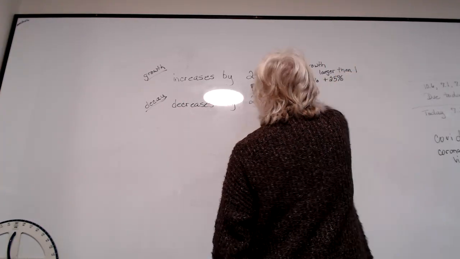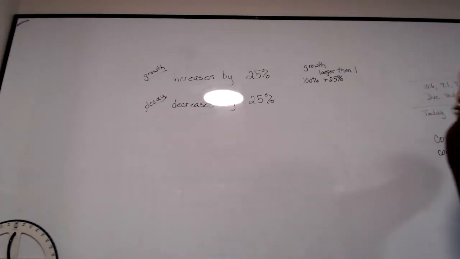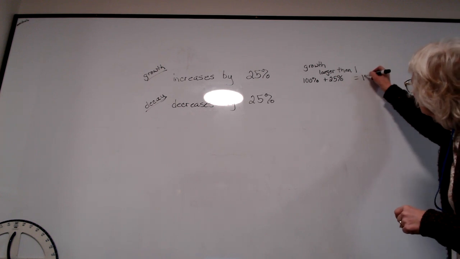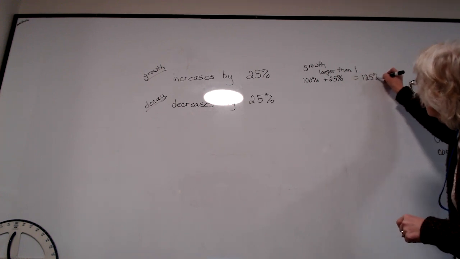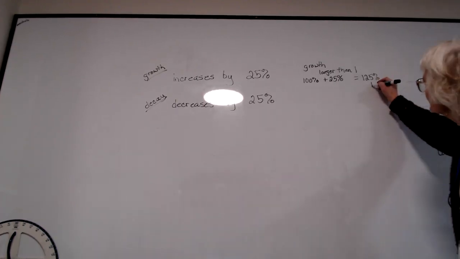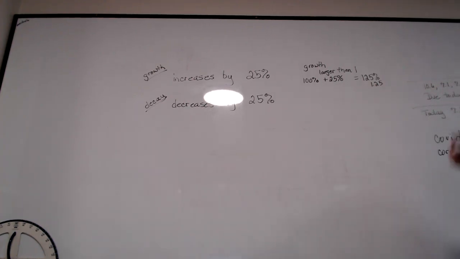So when you're talking about increases by 25, it's 100% plus 25, which says you're going to have 125%, which is 1.25, which is larger than 1. So the growth one, when it says it increases by an amount, you have to put the 100% in there.